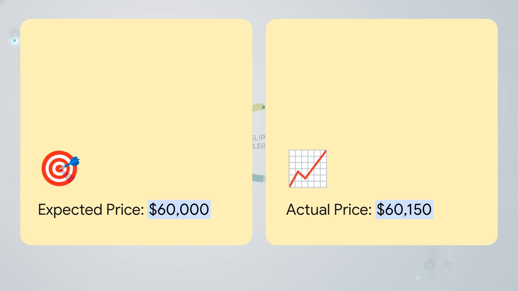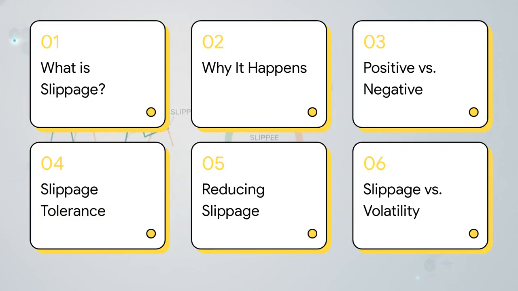But that frustrating gap between placing your trade and the final fill, it's neither a scam nor a glitch. It is a completely normal underlying market mechanic called slippage. And if you don't understand it, it can quietly eat away at your money on literally every single trade. Okay, let's dive into this.